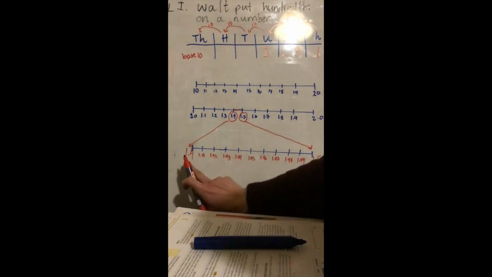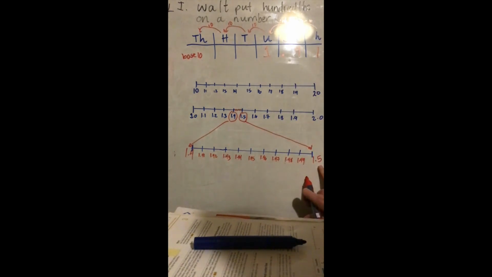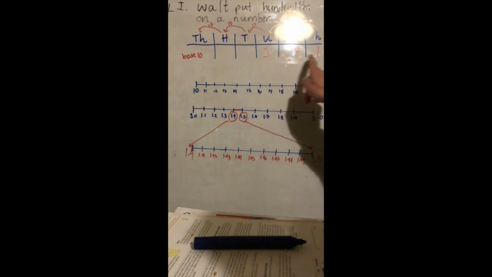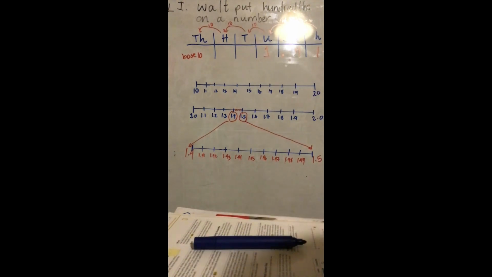They fit in between 2 tenths. We can keep zooming in and zooming in and zooming in on our number line, and we will get smaller and smaller parts of a number, because as we know, a decimal is just a part of a whole number.